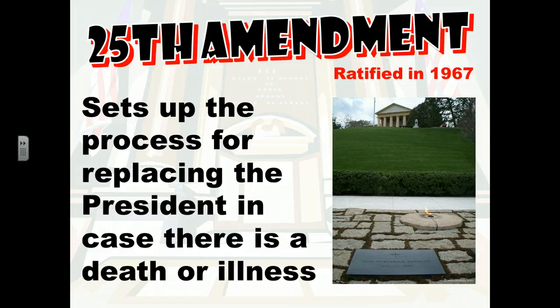The 25th Amendment sets up the process for replacing the president in case there's a death or illness. This comes in 1967, and it clarifies what happens if, for example, the president is not killed, but has an accident, has a fall, for example, and has a head injury. How would we determine that the president is well enough to be president, or that the president has lost enough mental capacity that somebody else should take over? There's a very detailed order of events of what has to happen if there's a challenge to the president's ability to rule and things like that. But basically this is set up with the 25th Amendment.